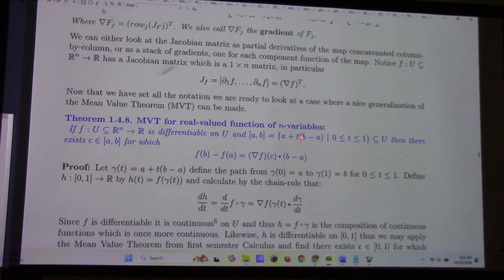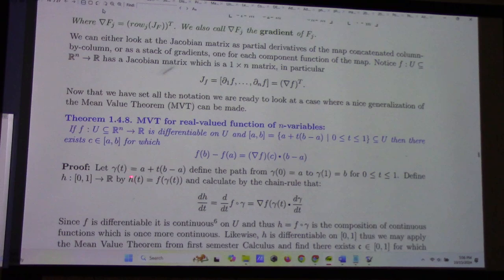And so there's the parameterization of a line segment from 0 to 1. If that's the case, then there exists C in the line segment such that the gradient at C, dotted with the displacement between the endpoints A and B, is equal to the difference of the function between A and B. And this is easy to prove.